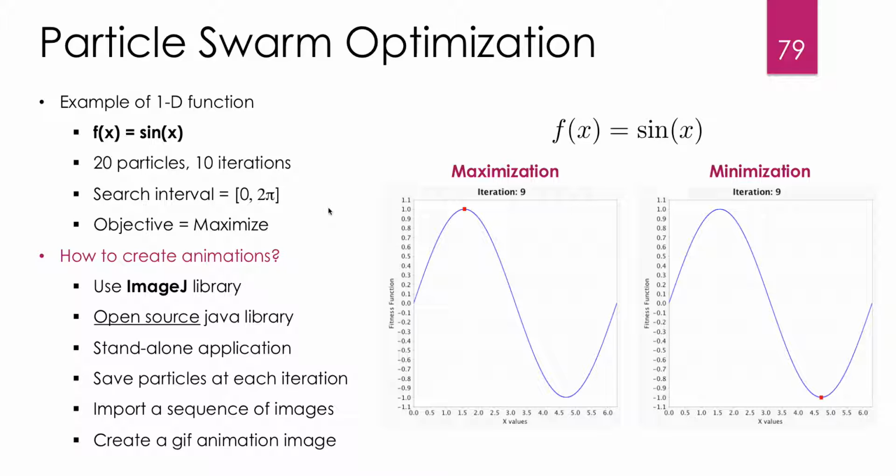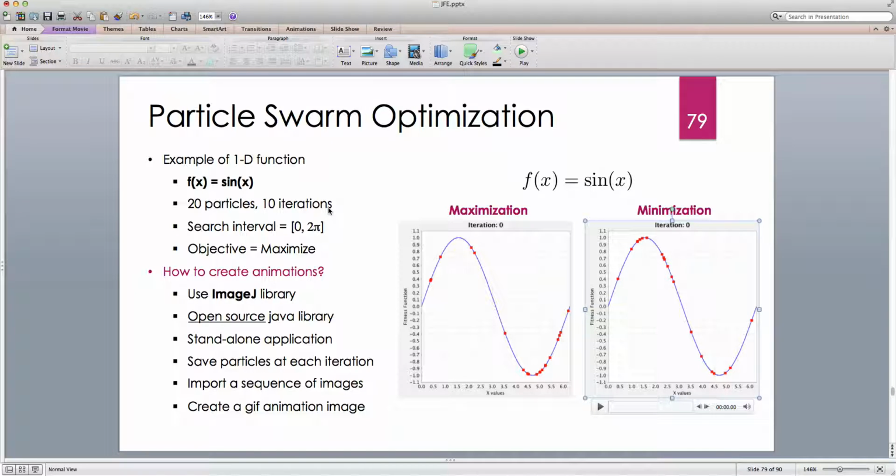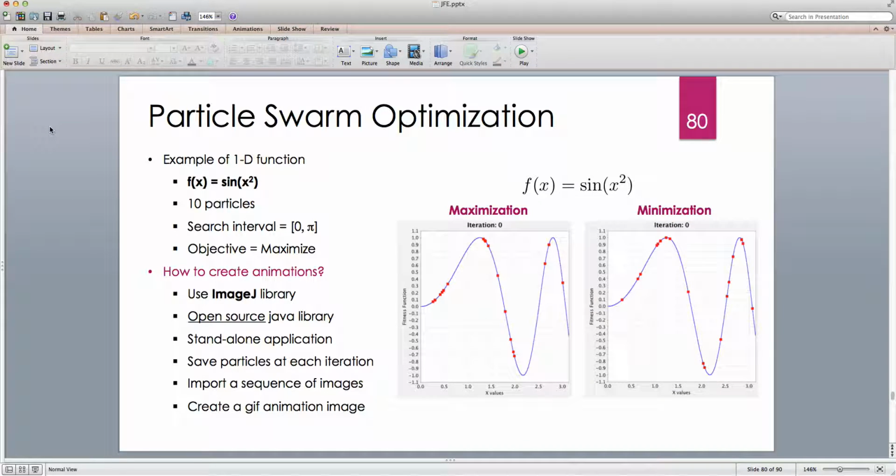Okay, and so the next example is again a 1D function, one-dimensional function, but it's a little bit more complicated. It's a sine of x squared, and I again have 20 particles, and I'm looking at the 0 to pi region, 0 to 3.14. Now in this region, the function has 2 maxima and 1 minimum. So let's see what happens if we try to maximize the function sine of x squared.